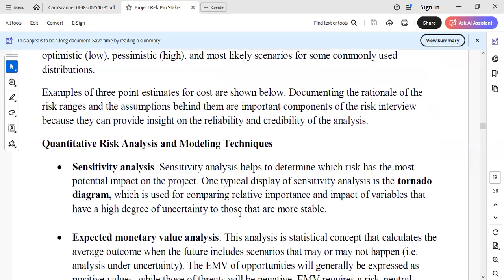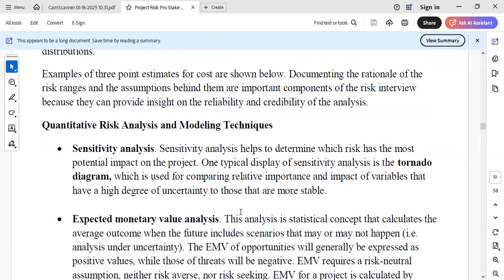The tools have to do with different kinds of techniques. We may use sensitivity analysis. It helps us determine which risk has the most potential impact on the project. Which risk? So remember that all these are tools.